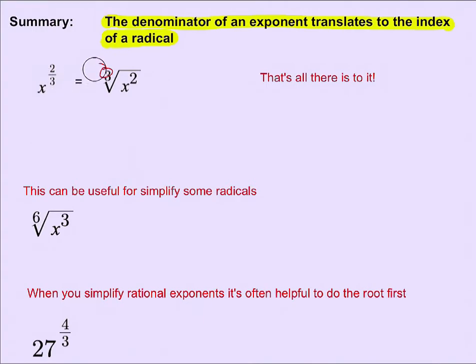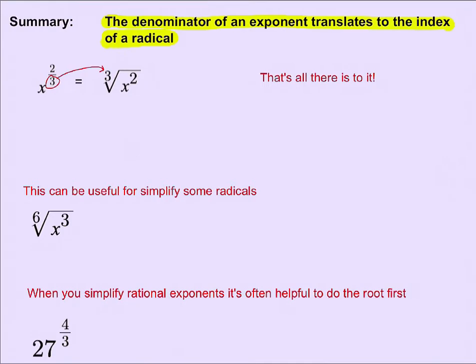X to the 1/2 would be the square root of x. X to the 1/3 is the cube root of x. X to the 1/4 is the fourth root of x. And the numerator just sticks around. Notice how that 2 is just still here. That's it. That's all you have to do to turn a rational exponent into a radical: take the denominator and write it as the index.